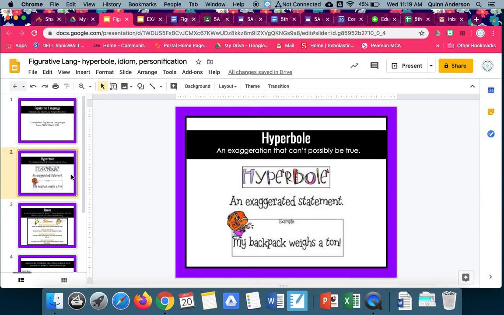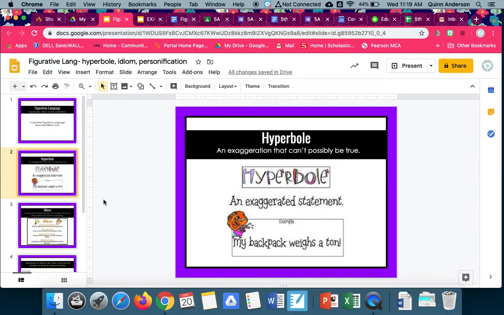Our first type of figurative language for the day is hyperbole. Hyperbole is an exaggeration that can't possibly be true. So the example I have for you: my backpack weighs a ton. A ton is 1,000 pounds. Can your backpack actually weigh 1,000 pounds? No, it can't. It's just not big enough to fit that much mass. So it's an exaggeration that can't possibly be true.